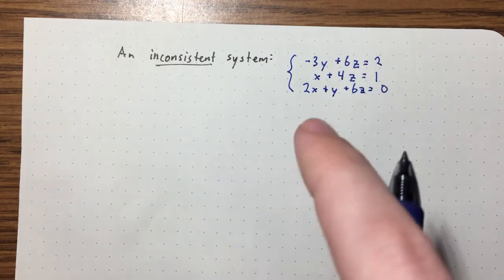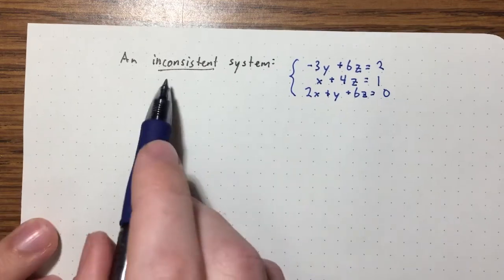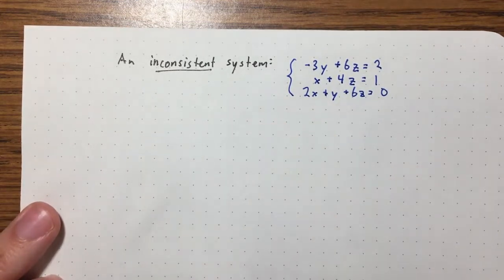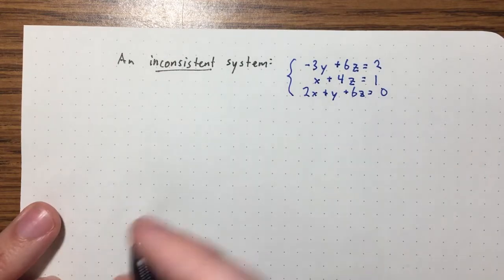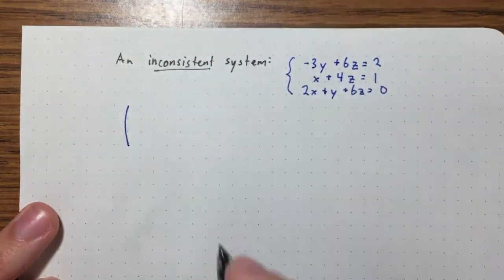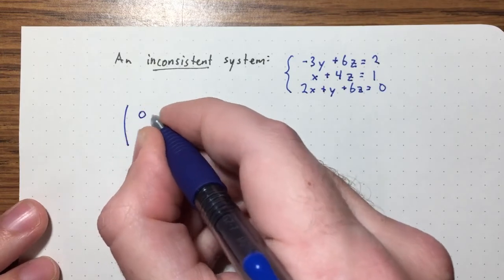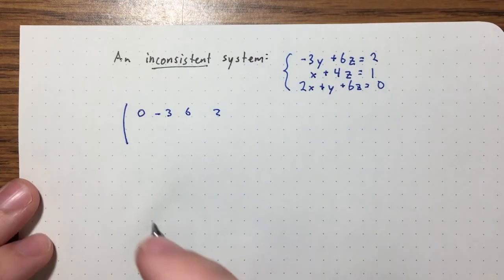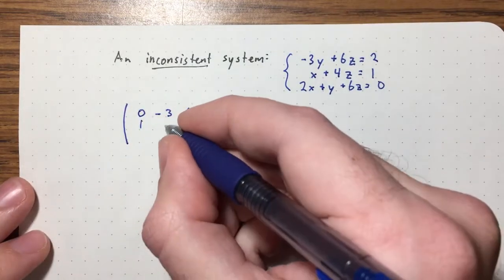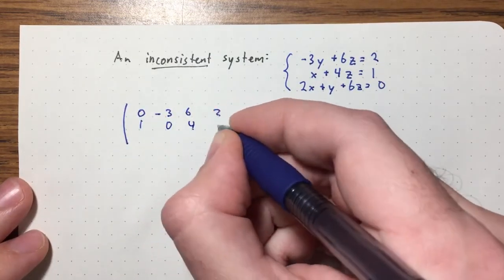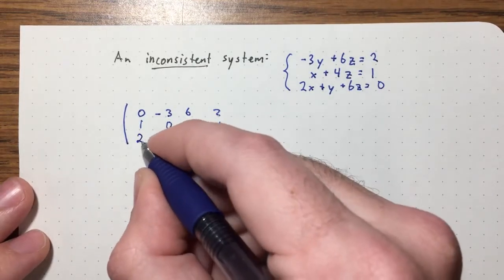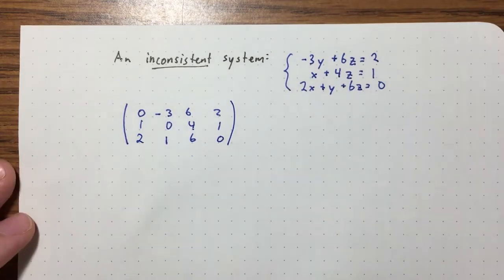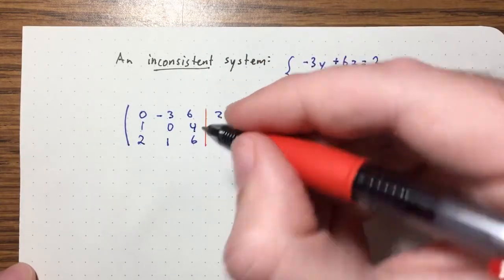Okay, let's try to solve this system, and we're going to run into trouble because it's inconsistent. But the first step is to put it in matrix form. So we're going to write the augmented matrix for the system. 0, negative 3, 6, 2 is my first row, right, because I don't have any x. And then 1, 0, 4, 1 is my second row. And then 2, 1, 6, 0 is my third row.